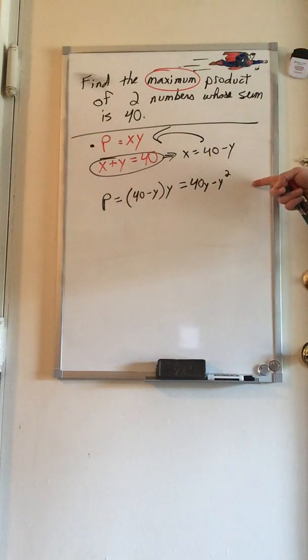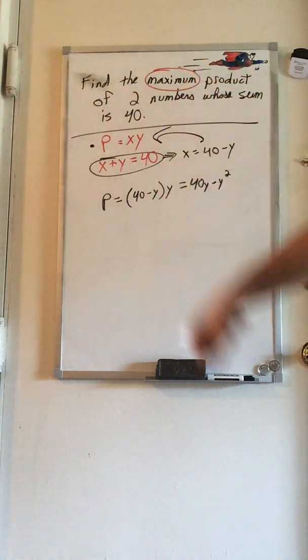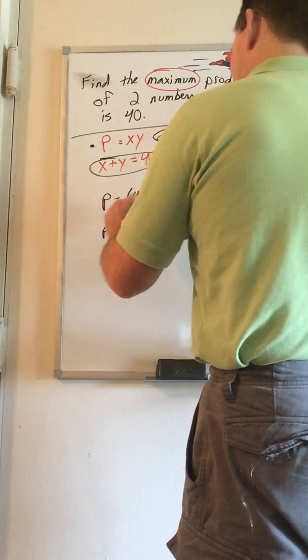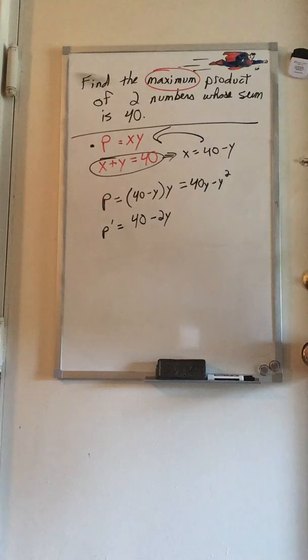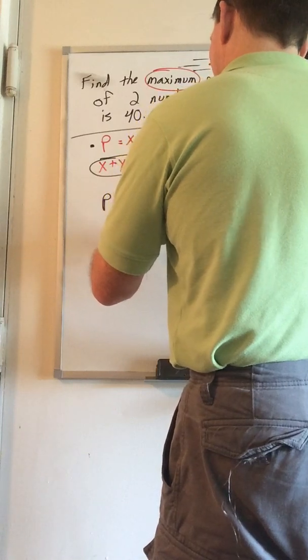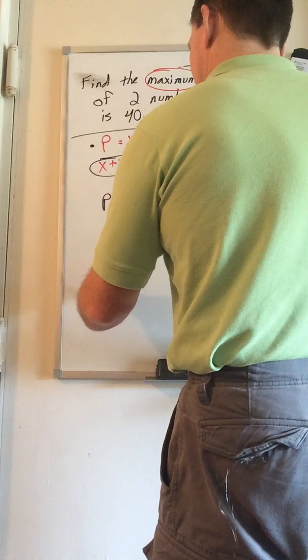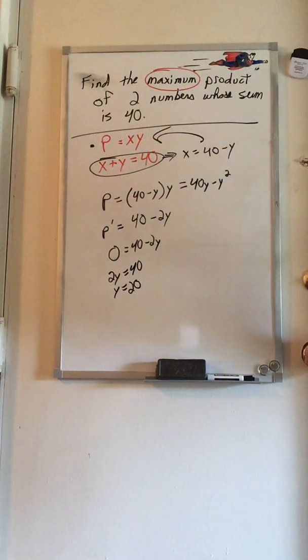Now that's the equation for the product that I want to maximize. How do I maximize it? First derivative test. So I take the derivative. P prime is equal to, let's see, 40 minus 2y. Now I set my derivative equal to 0. 0 equals 40 minus 2y. Add the 2y. 2y equals 40. So y equals 20.